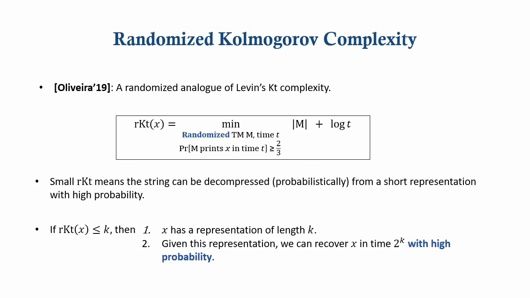Recently, Oliveira proposed a randomized analogue of Levin's KT complexity. It is called RKT complexity and is defined in a way that is similar to KT complexity. The difference here is that instead of considering deterministic machines that output x, RKT complexity considers randomized machines that output x with high probability, like with probability at least 2/3. So for RKT complexity, we take the minimum sum of the size of a randomized machine that outputs x with high probability, plus the log of its running time. Therefore, a string x has small RKT complexity means that x has a short representation, and given this representation, we can probabilistically recover x with high probability.